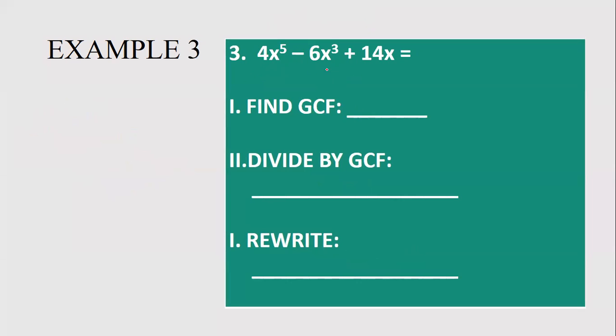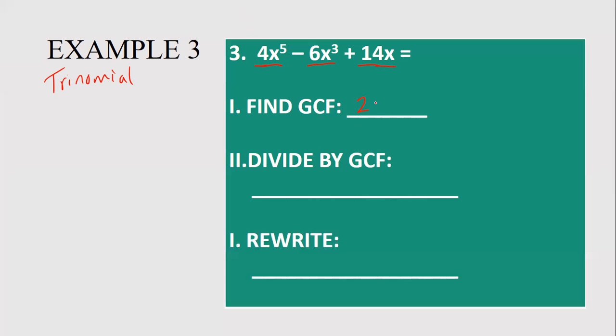Now, instead of having a binomial, what do we have? A trinomial. Why is it a trinomial? There are three addends, three things being added and or subtracted together. Again, we're going to start with the numbers. They all can be factored by 2. Then we go to the letters. We have x cubed, x to the 5th, and x.